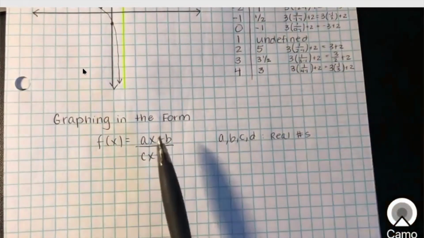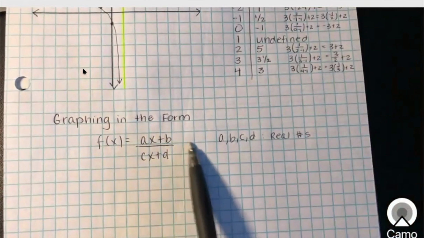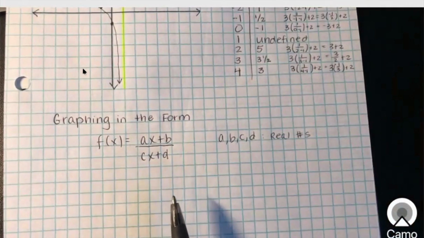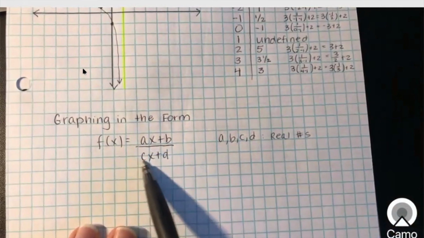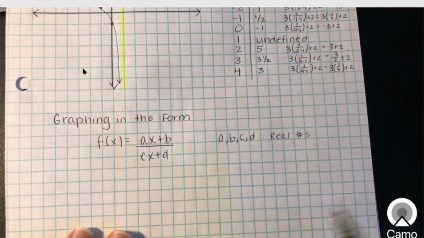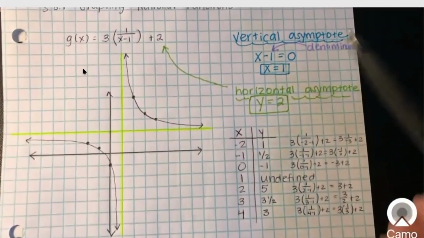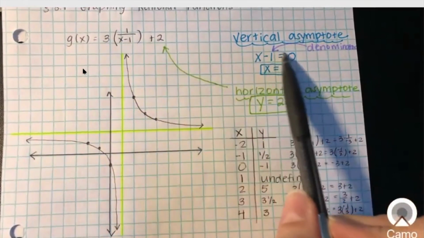So in this case, we have an x in both the numerator and the denominator, and we don't have any kind of constants at the end. So we'll still find our vertical asymptote the same way. If you remember, our vertical asymptote is where our x produces a 0 in the denominator. Just like before, we had our vertical asymptote where x produces 0 in the denominator.